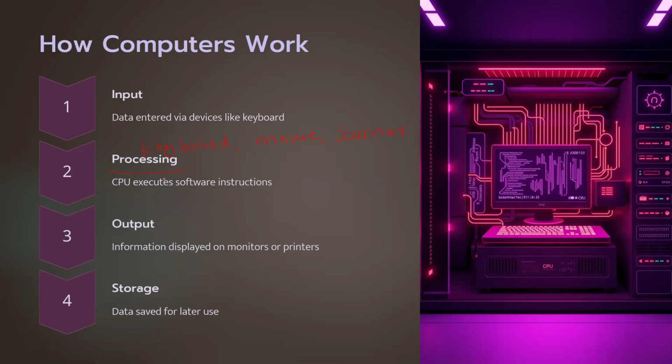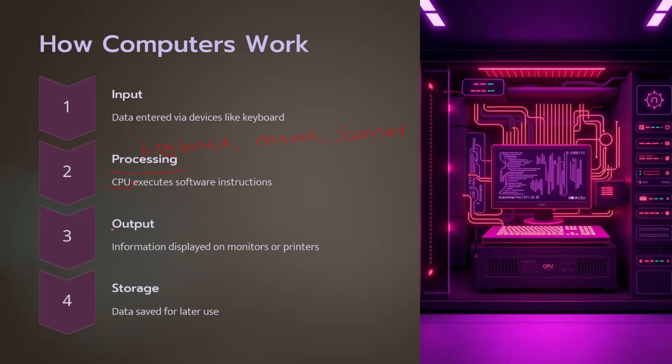And the next one is processing. Processing means the CPU executes software instructions, performing arithmetic operations or logical operations on data to convert them into useful information. So this is processing. The main device of this processing is the CPU. CPU means Central Processing Unit.